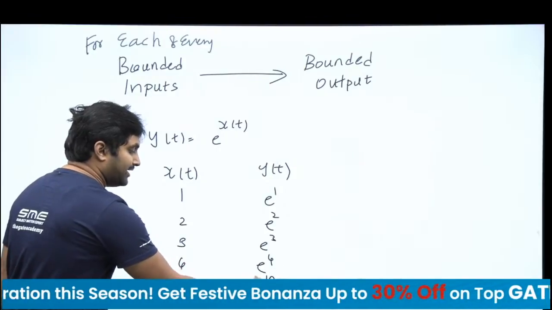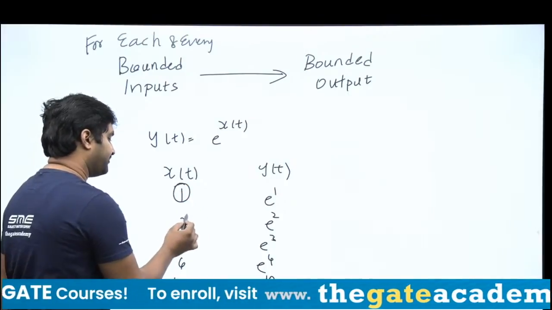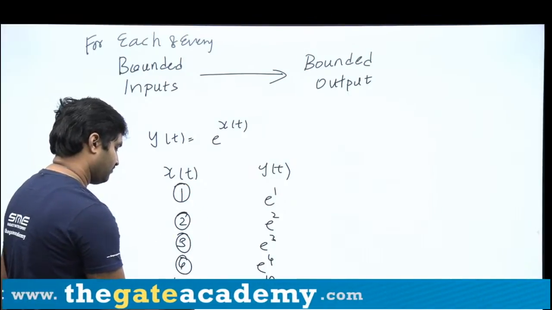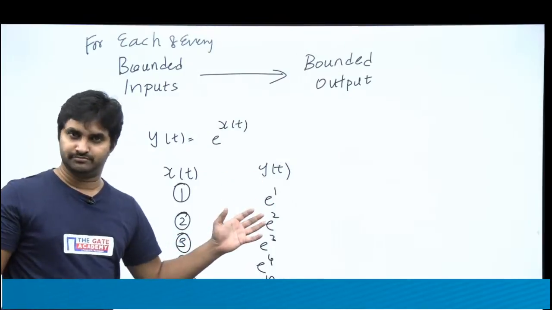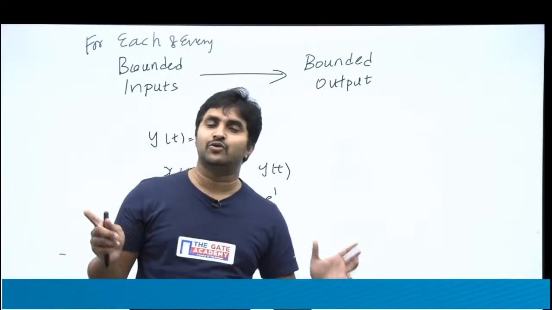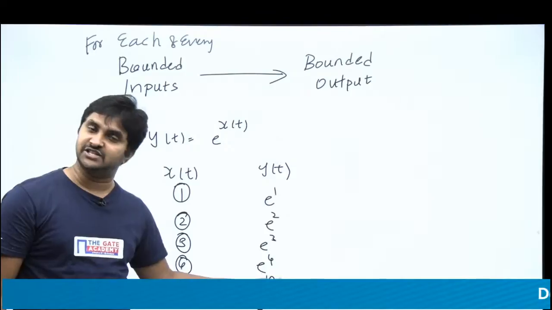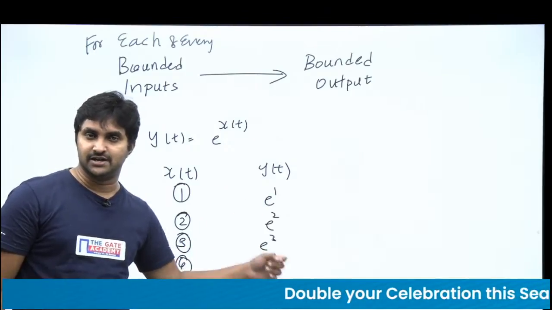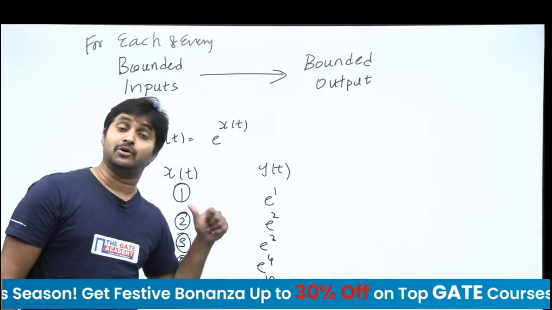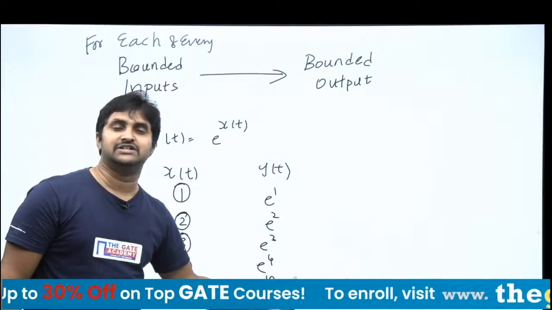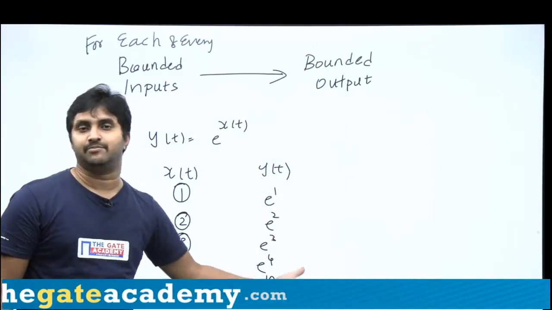Is it not a bounded value? Whatever bounded input you are giving, the output is bounded in nature. E power 100 is a very big value as compared to 100, but still it is finite. Because it is finite, we can call the system to be a stable system.